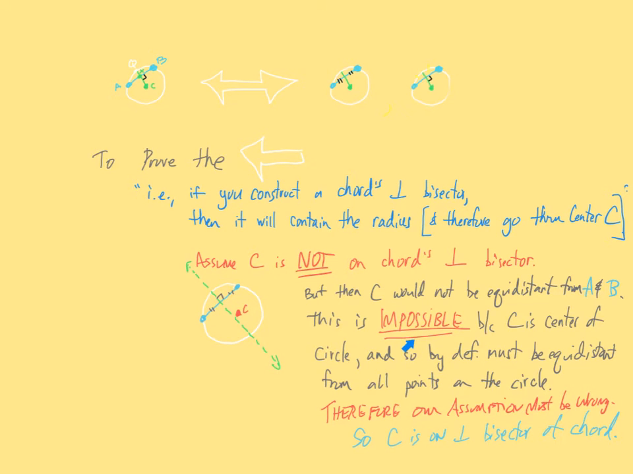That means we've arrived at a contradiction. How can we arrive at something that's not even possible? We made a false assumption. Our assumption that C wasn't on the perpendicular bisector has to be false. Therefore, C is on the perpendicular bisector of the chord.